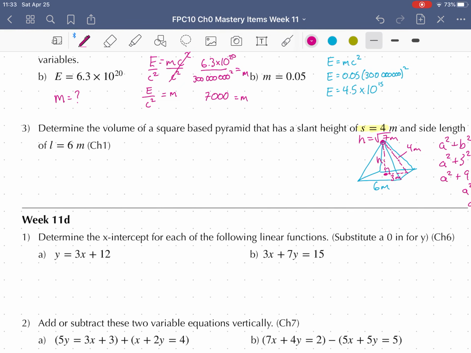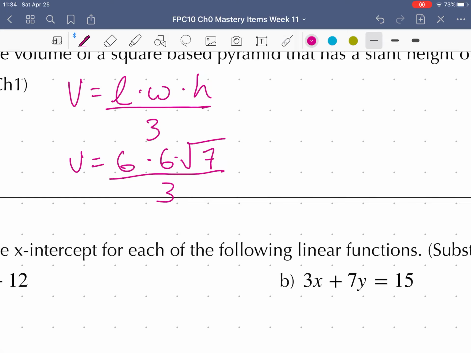All right, so now to figure out the volume, we do length times width times height divided by 3 because it comes to a point. So our volume is going to be equal to 6 times square root of 7 divided by 3. Now it's all multiplication on the top, so I can do some canceling. I can cancel this 3 and make it a 1, as long as I take this 6 and turn it into a 2. So my volume is equal to 12 square root 7.